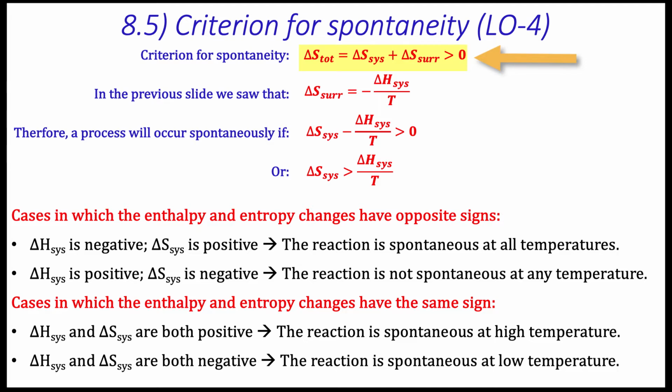For a chemical reaction occurring at constant pressure, the enthalpy change is the heat that is reversibly transferred between the system and the surroundings. So we can calculate the entropy change of the surroundings from the negative of the enthalpy change of the system divided by the temperature.